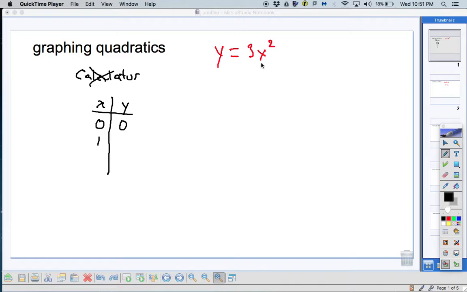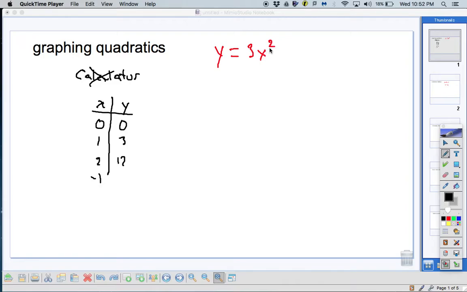And let's pick 1. I'm just picking easy numbers, so 1 squared is 1, 1 times 3 is 3. Let's try 2. 2 squared is 4. 4 times 3 is 12. And we're getting far away, so when the numbers don't go up very high, that's probably close to the vertex. So let's try a -1. See what happens on the other side here.